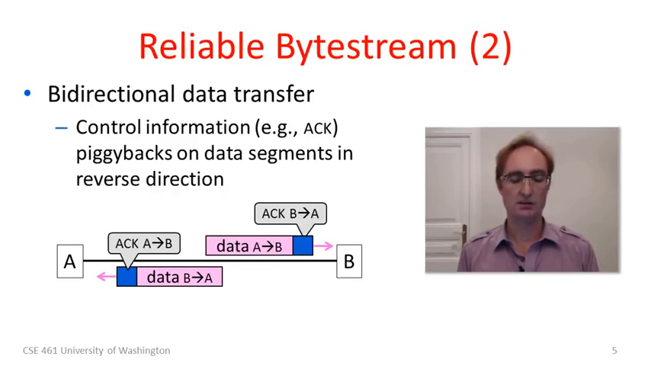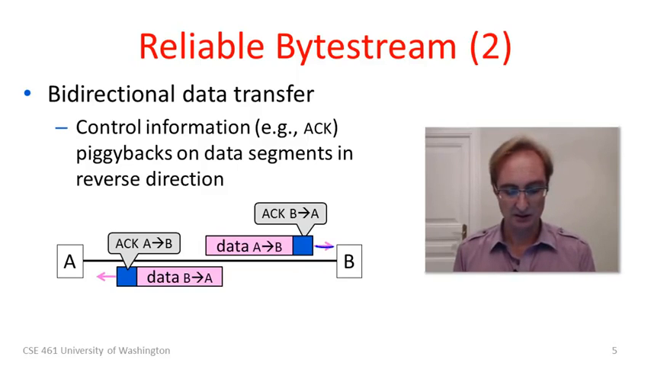A reliable byte stream also gives us another opportunity to combine things. This byte stream is bidirectional, so we're able to transfer data in both directions. Because of this, on TCP segments that are sent in the network, we can piggyback control information going in one direction with data that's been sent in the opposite direction. Control information is information like the acknowledgment number, for instance.